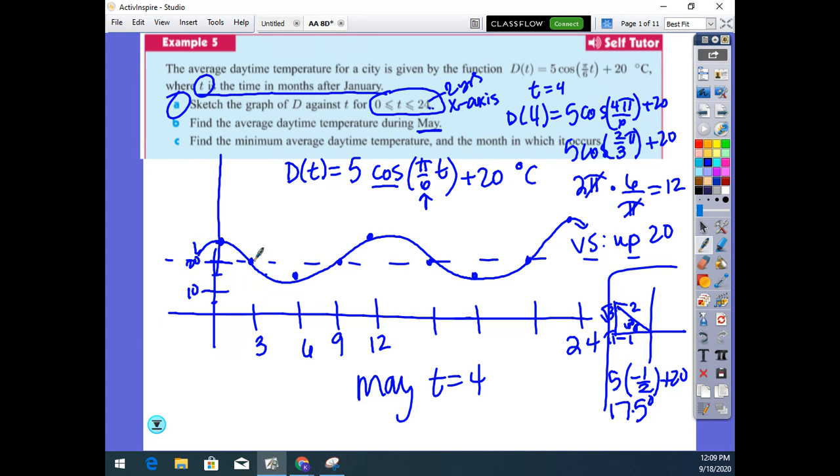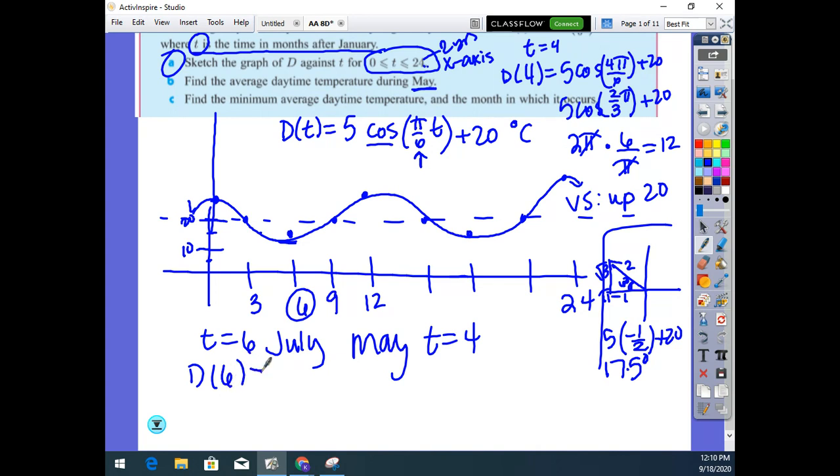So what's the minimum average temperature and what is the month that it occurs in? All right, so when do we hit our bottom? That's when T is 6. Minimum's the bottom of the graph. And that month would be, if this is May, June, July, then we just want to plug 6 into our equation. So we want to find D of 6.